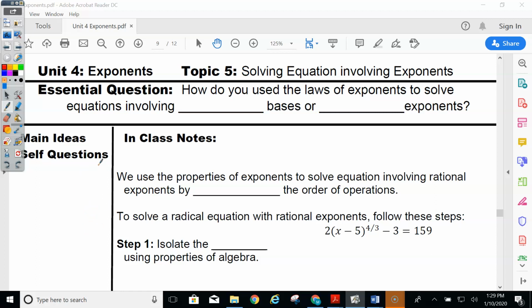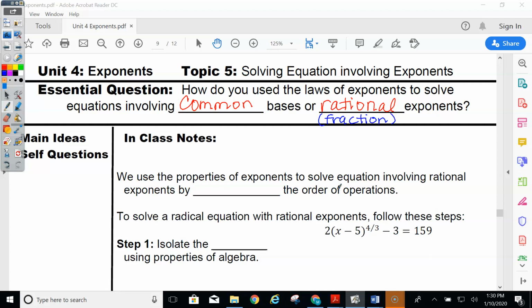So then the next topic, the last topic in the unit, is solving with rational exponents. So the question: how do you use the laws that we just talked about to solve equations involving common bases or rational exponents? Remember, a rational exponent is just an exponent that's a fraction. So what do we do to solve it when it's a fraction? We're going to do the rational exponents today and tomorrow, and then we'll come back to common bases on Wednesday and Thursday. All right, so first we're going to do the rational exponents one.